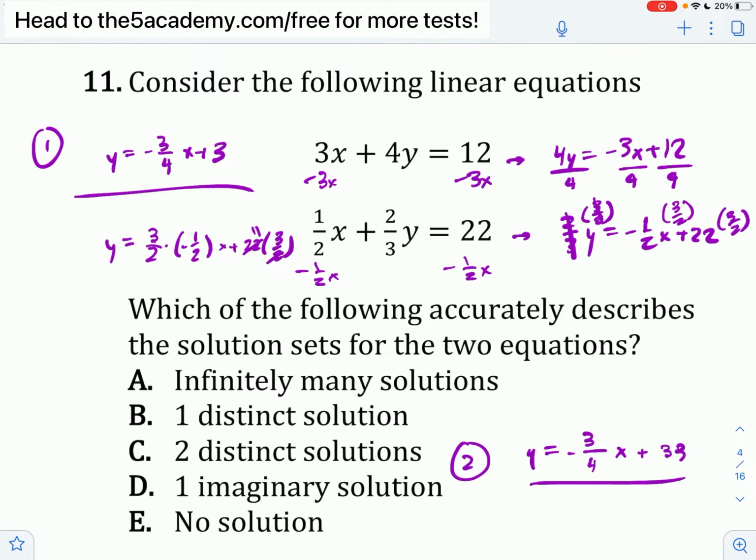What do I notice? When I compare to y equals mx plus b, they have the same slope, so they're parallel, but they have different y-intercepts. So the lines are going to look like this. They're going to go on forever and ever without intersecting, which means that they don't have any solutions at all.